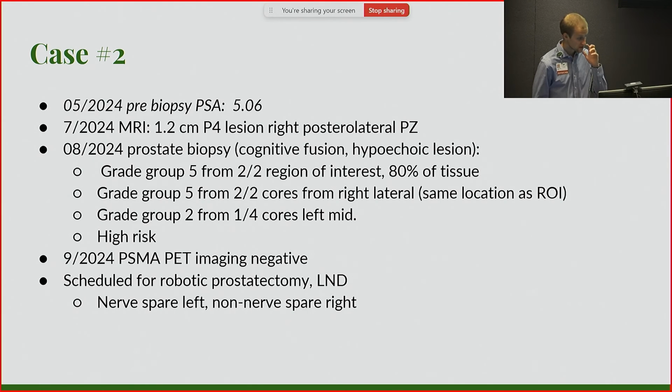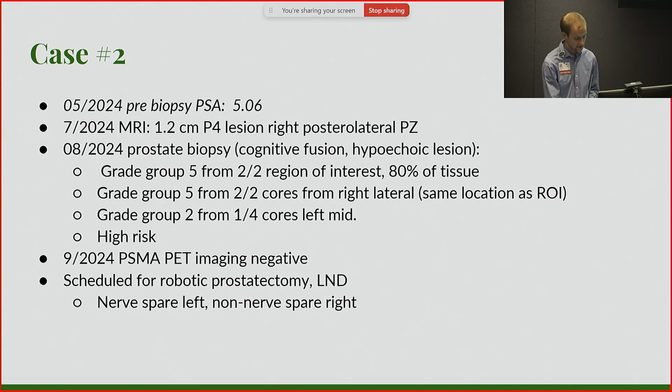So he's high-risk disease. Based on that, I did get a staging PSMA PET scan, which was negative. And so he's on for a robotic prostatectomy and a lymph node dissection coming up. So again, one that probably would have been able to find without the MRI. However, I do think it's helpful in planning the operative approach.